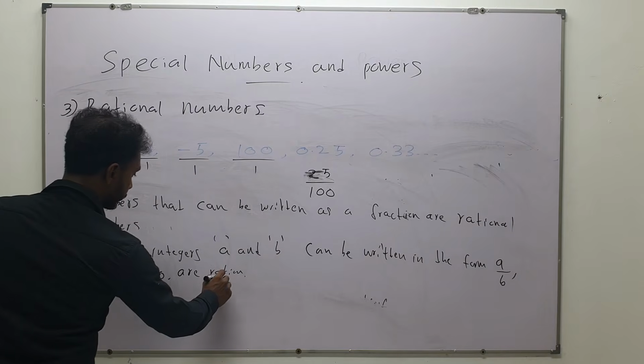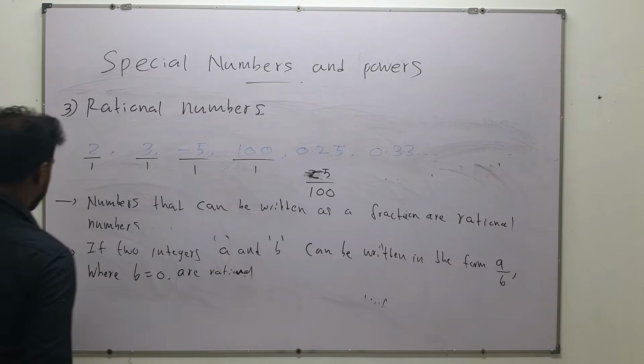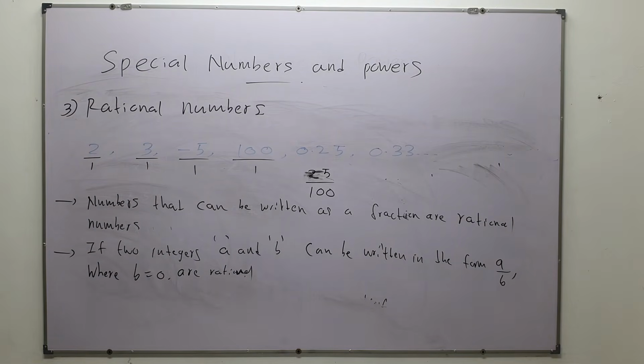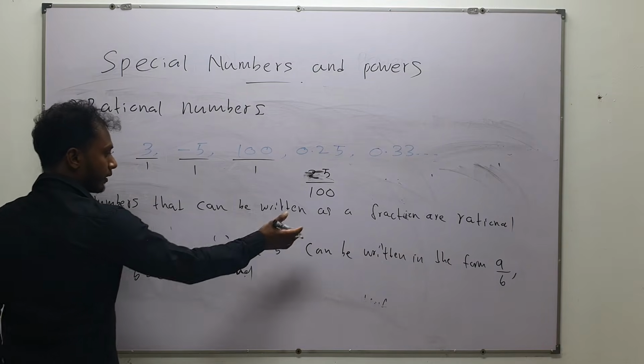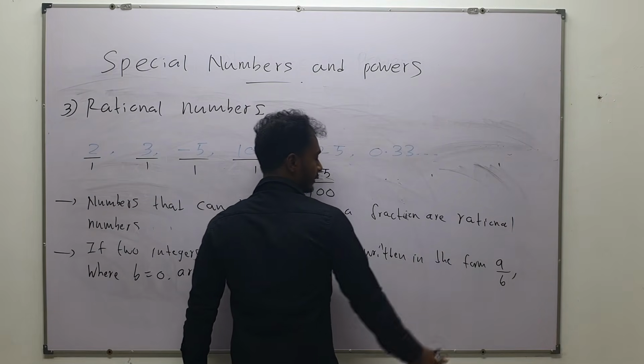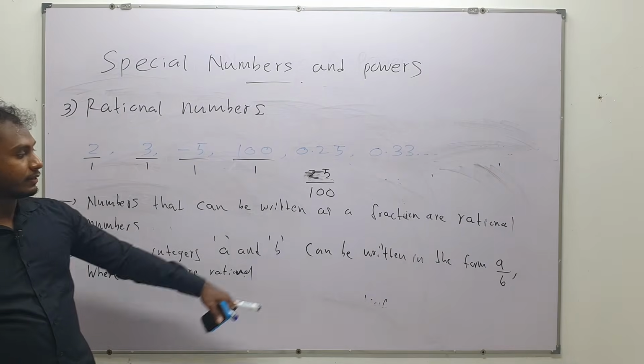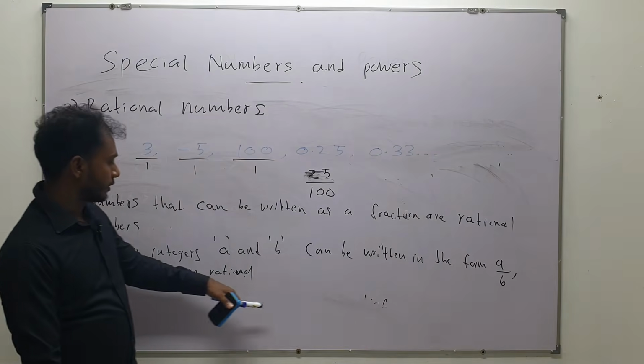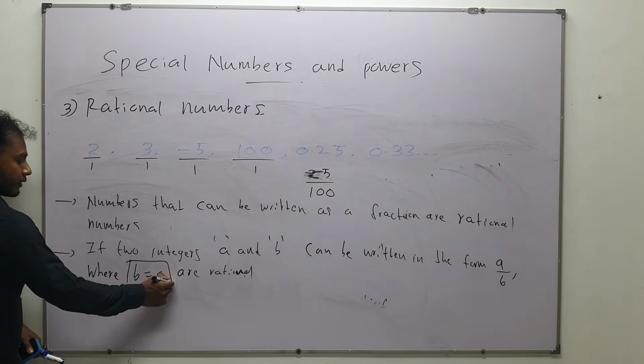Rational. All right. If two integers a and b can be written in the form of a over b where b is not equal to 0, they are rational. That means if two integers can be written in the form of a over b, that is as a fraction, that is rational. Why did I mention b is not equal to 0?